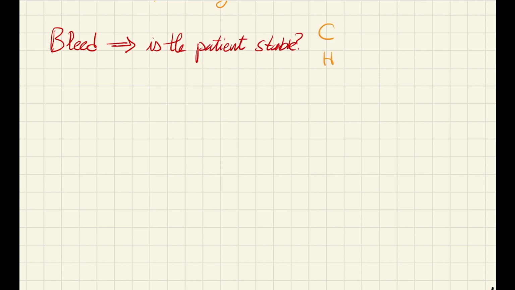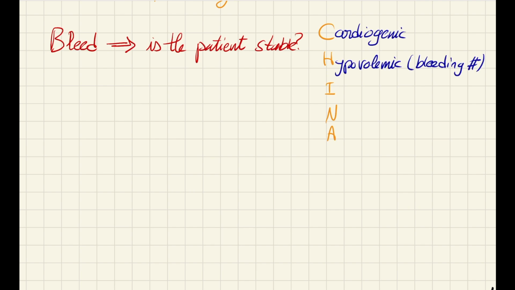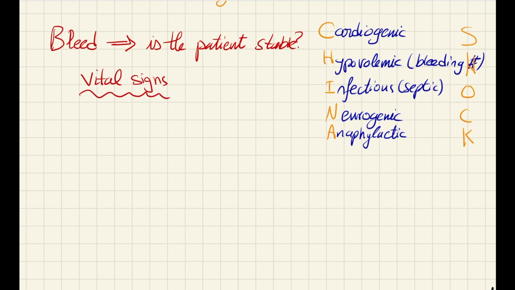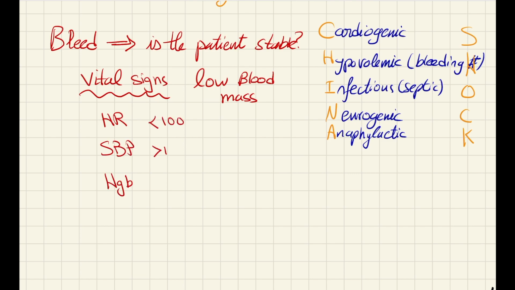So when you face a case of GI bleed, the next question should be: is our patient stable or unstable? Always look into the mnemonic to remember the causes of shock. We have cardiogenic shock, hypovolemic shock, which in our case is due to the bleeding, infectious or septic shock, neurogenic, and anaphylactic shock. These mnemonics help us remember the kinds of shock. If it's hypovolemic, we have hypovolemic shock because of the bleed. So we look at the heart rate, the systolic blood pressure, and the hemoglobin.